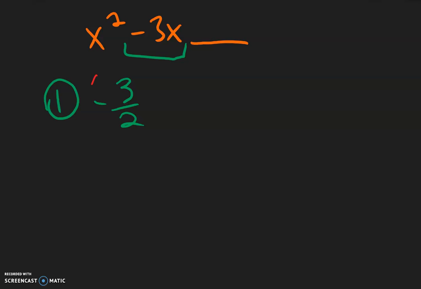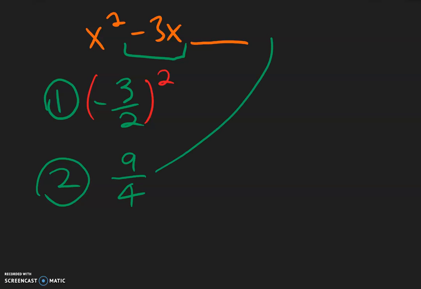Step 2, take the result of this and square it. So negative 3 times negative 3 is positive 9, and 2 times 2 is 4. And so this goes into the blank, positive 9 over 4. And now to factor this, we have x minus 3 over 2 squared.